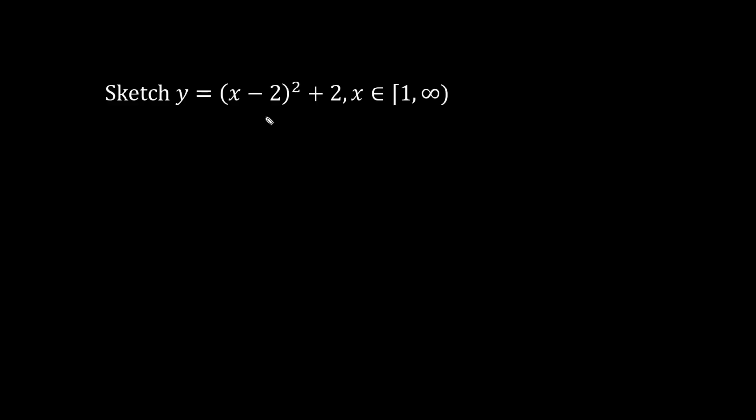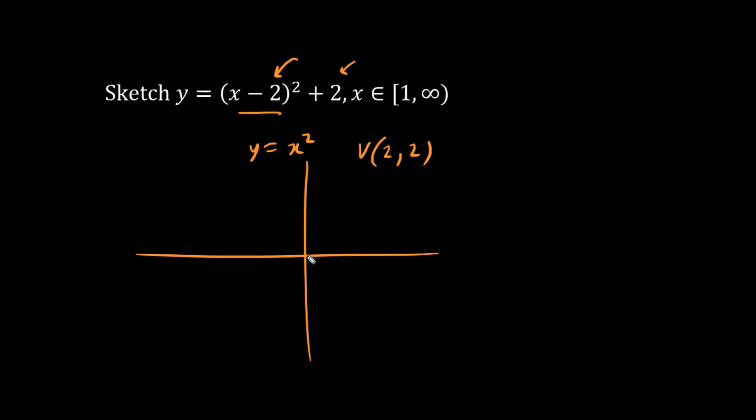Let's sketch part of this parabola. We have this parabola, which is based off y equals x squared, and the minus 2 means we shift 2 to the right, and the plus 2 means 2 up. So the vertex is 2, 2. From the origin, 1, 2, 1, 2 is where this graph begins. Now normally, this would be a happy face parabola that looks like this. However, we have this domain restriction. x is greater than or equal to 1, which is the same thing as this here.